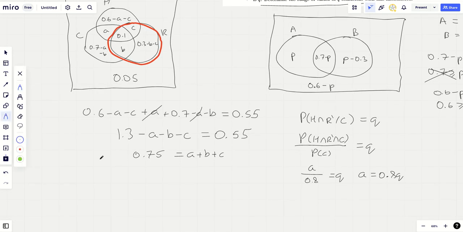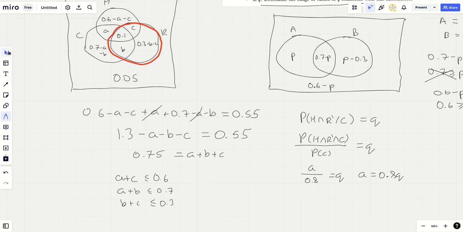Now, I wrote down these 3 inequalities first. I wrote down A plus C is less than or equal to 0.6, A plus B is less than or equal to 0.7, and B plus C is less than or equal to 0.3. Yeah, and that's just because this has got to be positive, this has got to be positive, and that's got to be positive.